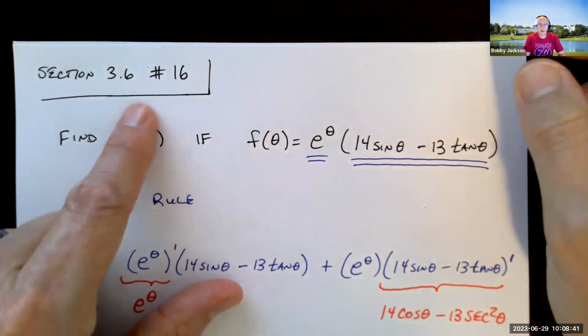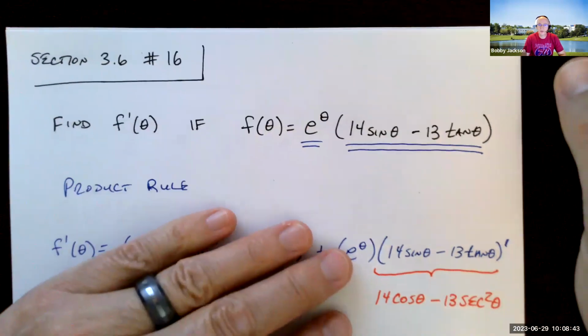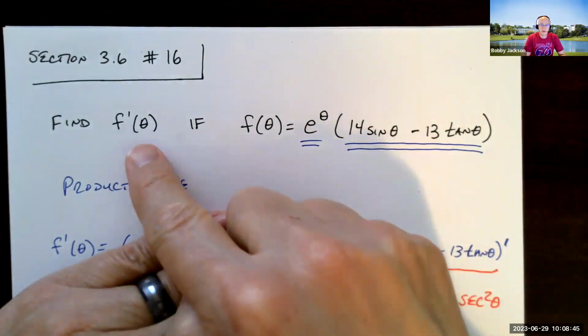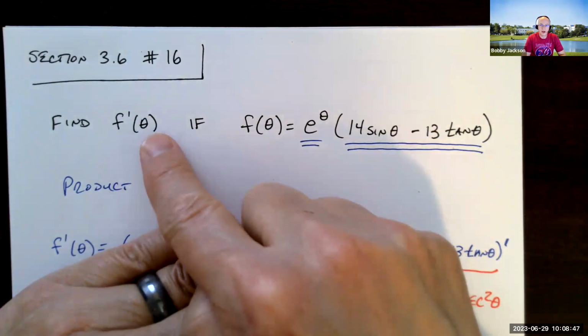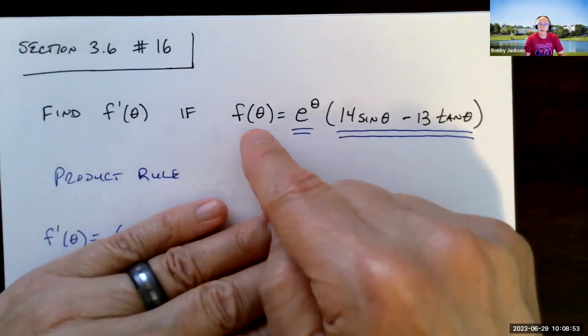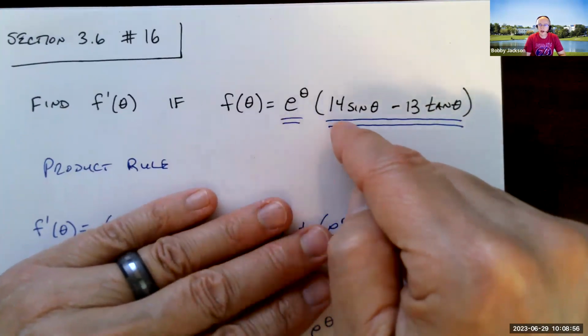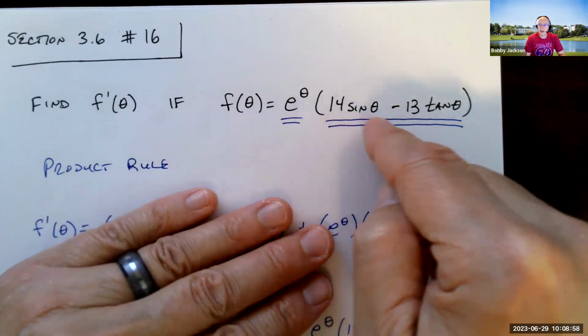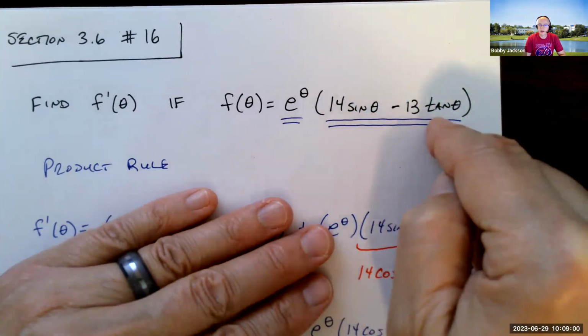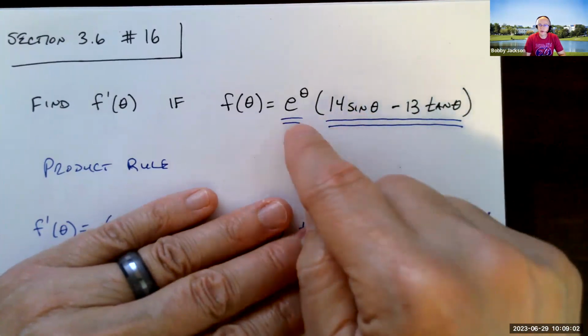We're going to look at number 16 in section 3.6. Find basically the derivative f prime of theta. Notice our independent variable is theta here, so make sure you put your answer using the variable theta. Don't use x. If f of theta is e to the theta times this quantity here, 14 sine theta minus 13 tangent theta. So right away you can see we're going to use product rule.